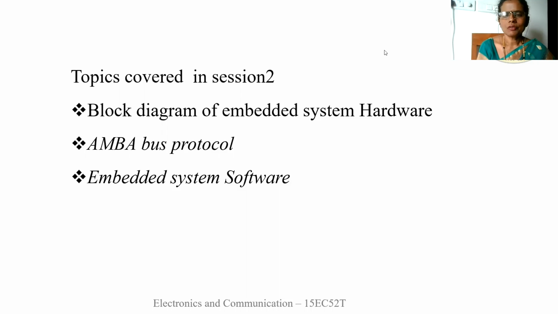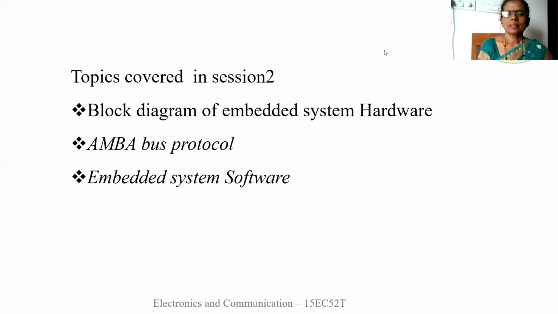Then we studied the types of peripheral devices connected to the ARM processor with the help of the bus. The different types of bus we studied. So there is a bus, the AMBA bus protocol, the Advanced Microcontroller Bus Architecture protocol. In that we studied three types of AMBA bus protocol: ASB, ARM System Bus; APB, ARM Peripheral Bus; and AHB, ARM High performance Bus.